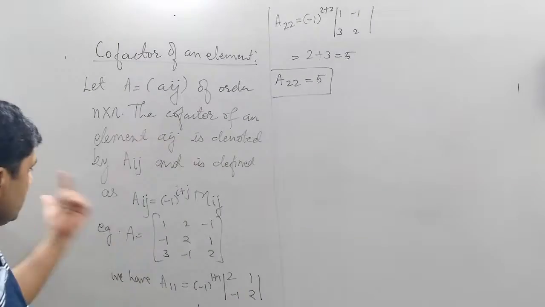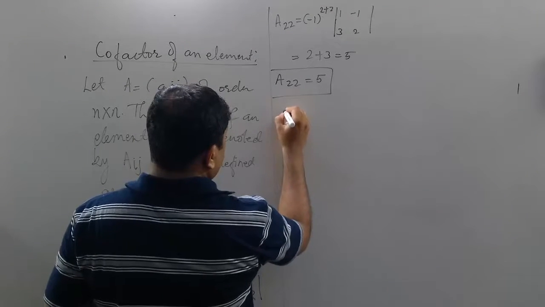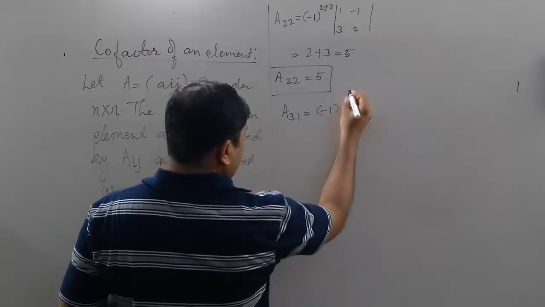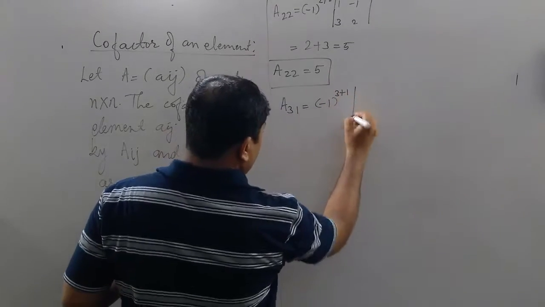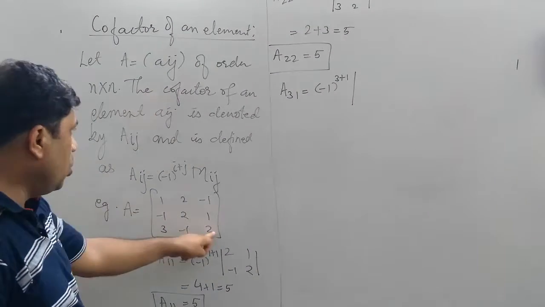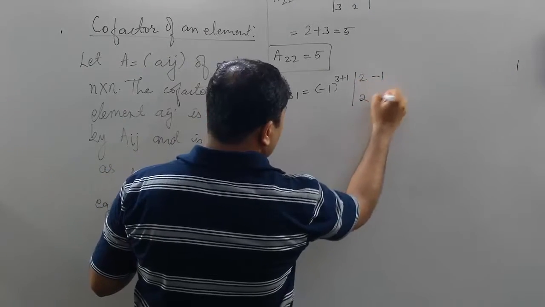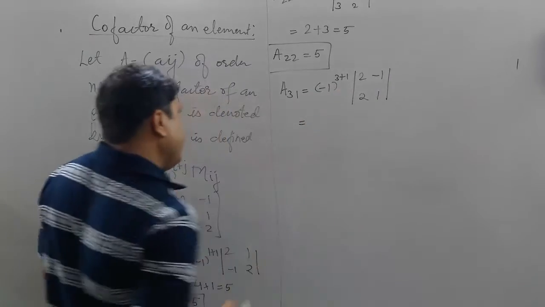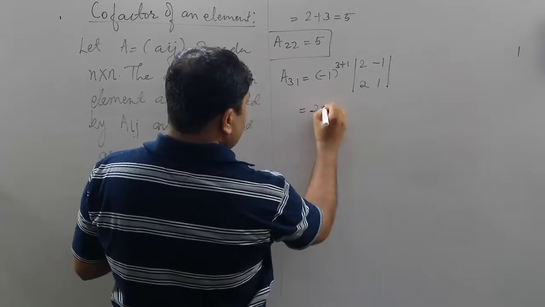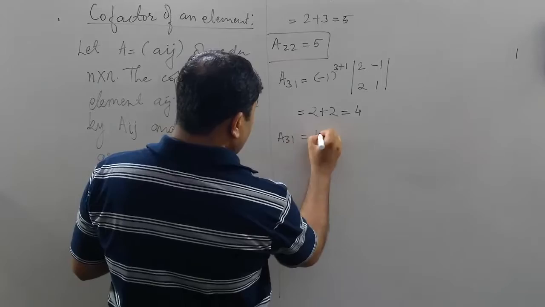Now, we consider some other element. So, for example, we consider this element A31. The cofactor of an element A31 is minus 1 raised to 3 plus 1 into the minor. The minor is obtained by deleting the third row and first column. So, we get the minor as 2, minus 1; 2, 1. And minus 1 raised to 3 plus 1, that is 4, is going to be 1. So, we have 2 plus 2, and that is going to be 4. So, A31 is equal to 4.